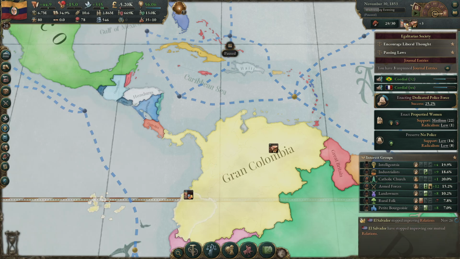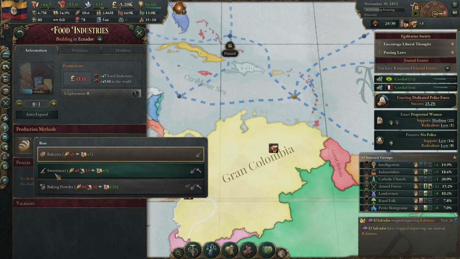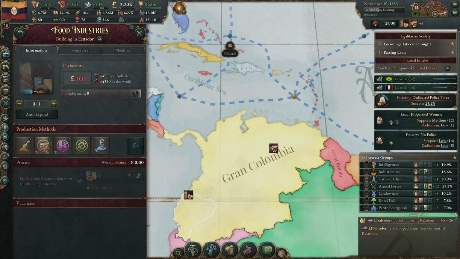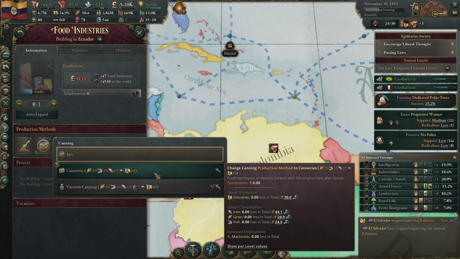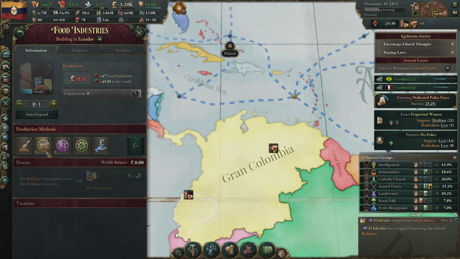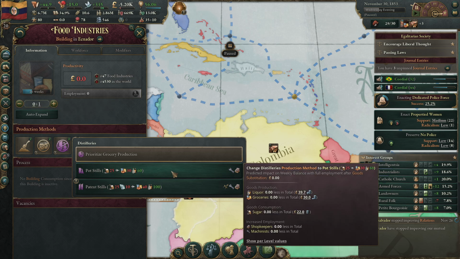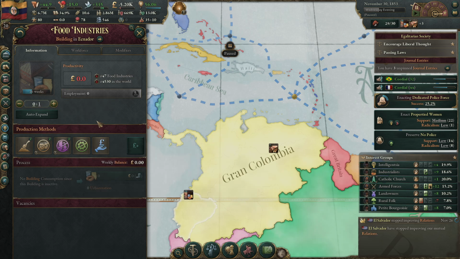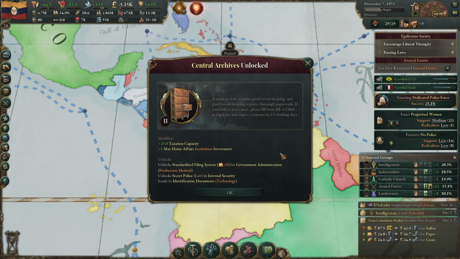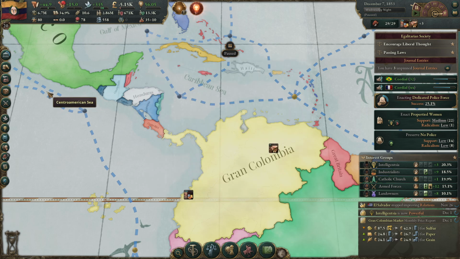Okay, that's good. Now for the food industries we can use our sugar to make more groceries. We can... Let's wait until that is over. We don't have any glass yet, so we need to work on that at some point. There's the central archives for the government.